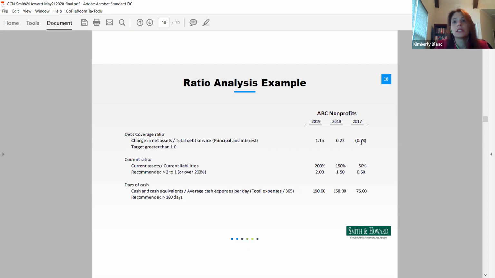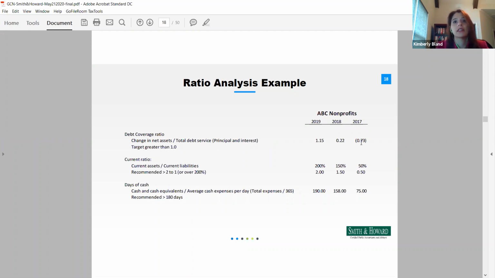Less than one means the organization does not have the ability to pay their debts in full. This is why you see in debt covenants, you may have a debt coverage ratio. This is what they're looking at: what is your ability to pay back that debt? Current ratio is current assets divided by current liabilities. Recommend a 2-to-1 or over 200%. Over 200% is a pretty healthy organization. A ratio that is less than one may indicate liquidity problems for a company.